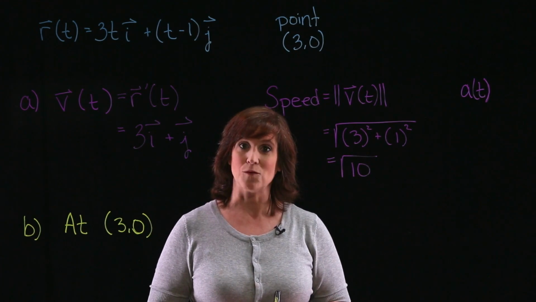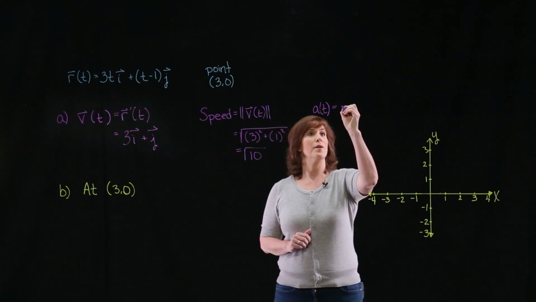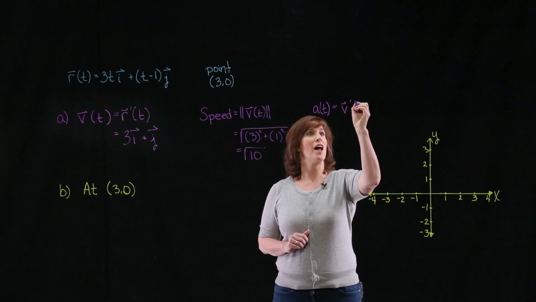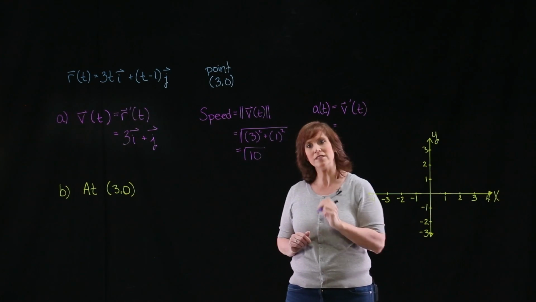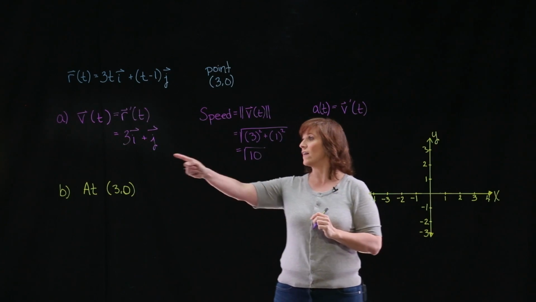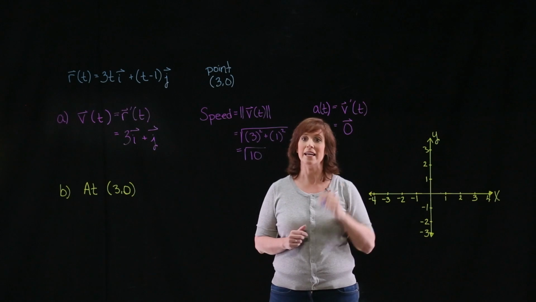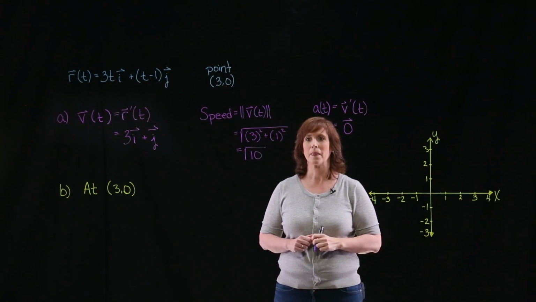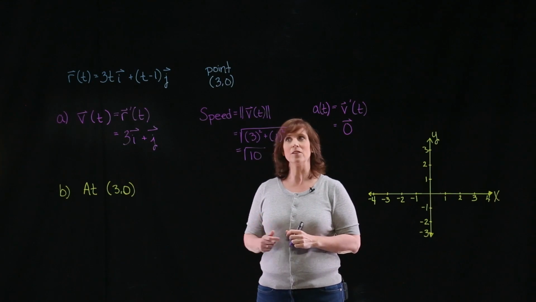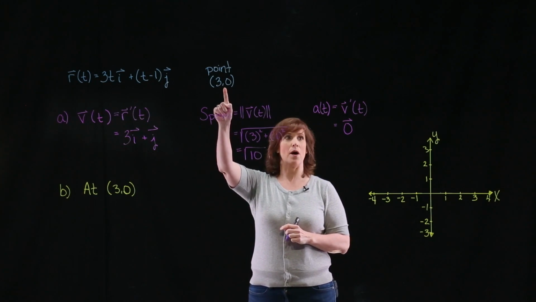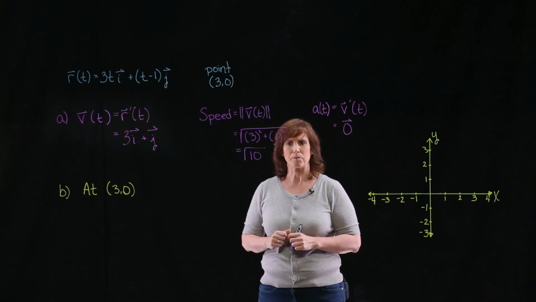Okay, the next thing that we're asked for is the acceleration. And the acceleration, we know, is the derivative of the velocity. We've already calculated the velocity, and notice that the components of my velocity vector are both constants. So the acceleration is the 0 vector. Now the next thing that we're asked for is what's the velocity and the acceleration at the point 3, 0.